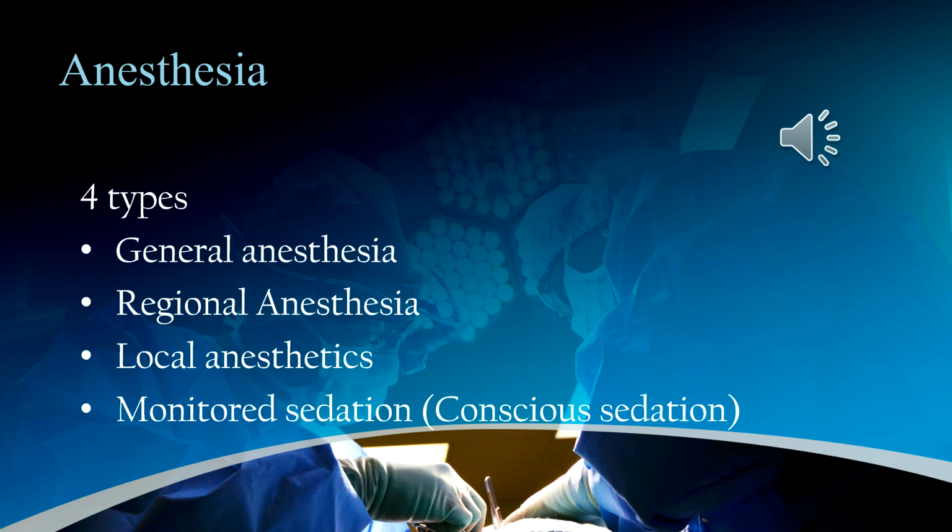All right, so on to anesthesia. There are 4 types. We have general anesthesia, where we put the patient completely under. Regional anesthesia, where we're just going to affect one region of the body. That's your epidurals and everything like that. We have local anesthetics, so that's just one area. Like lidocaine, for example, you're going to numb just that area. And then we have monitored sedation, also known as conscious sedation. So that's like your Versed, where your patient is awake and can communicate with you, but they have an amnesic effect. So they're not going to remember what happened.